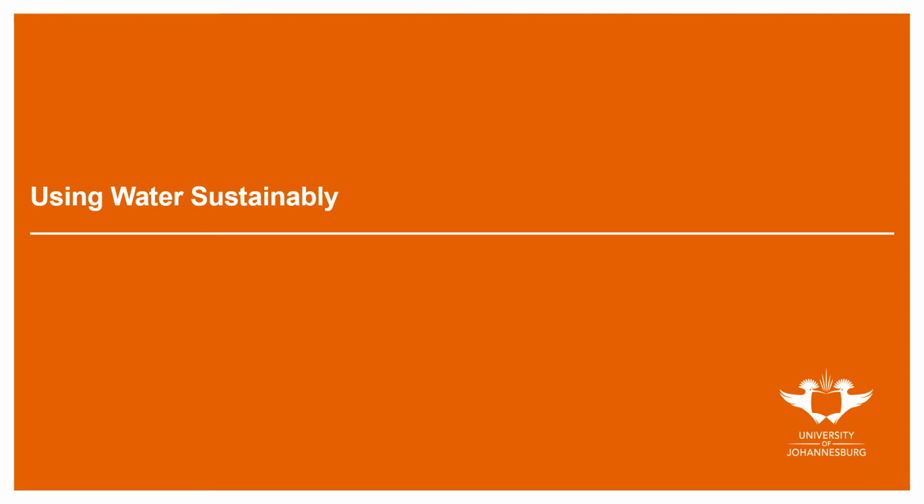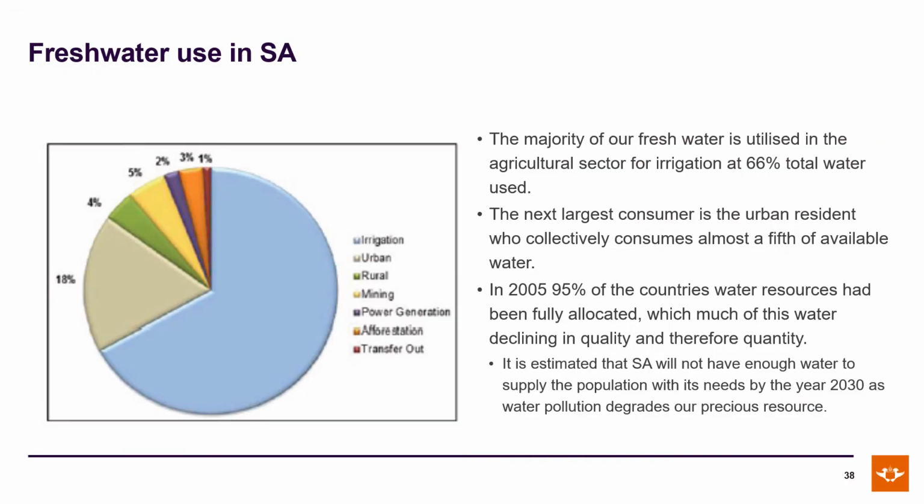Okay, using water systems. So fresh water use in South Africa: the largest consumer of fresh water in this country are our farmers. It goes straight towards food production in terms of irrigation and cropland production. And then the next major water user is the urban resident. So in 2005, 95% of the country's water resources had already been fully allocated. And so much of this water is beginning to decline in quality and therefore in quantity.